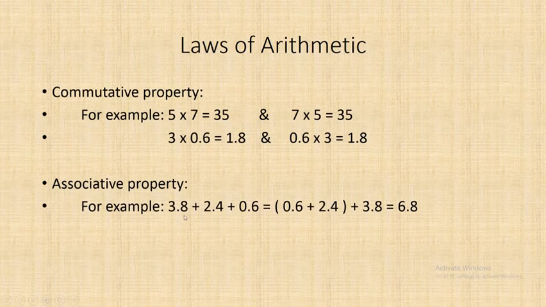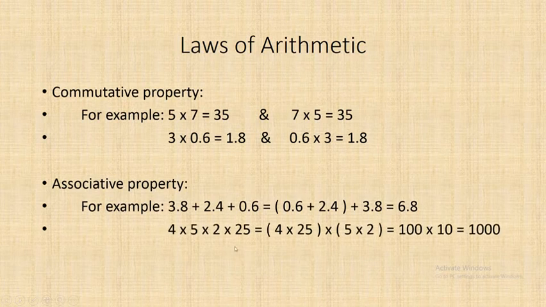Because here, look, I have 3.8 plus 2.4 plus 0.6. I see here that 2.4 and 0.6 make a whole number. So I put them between brackets to do them first, and after that I will add it to 3.8. So when you add 0.6 plus 2.4, the answer is going to be 3. And 3 plus 3.8 is going to be 6.8. Look, it's easy.